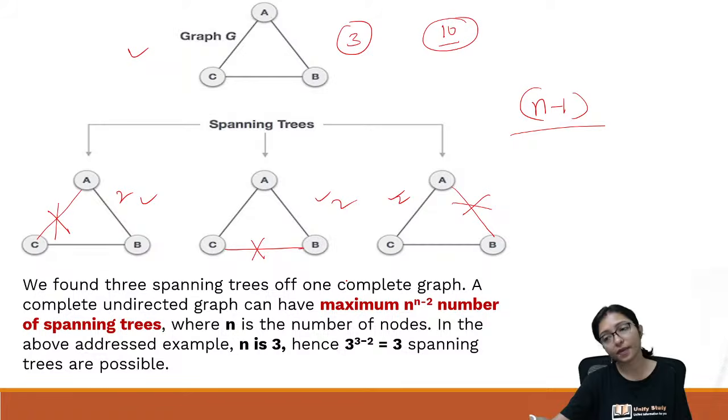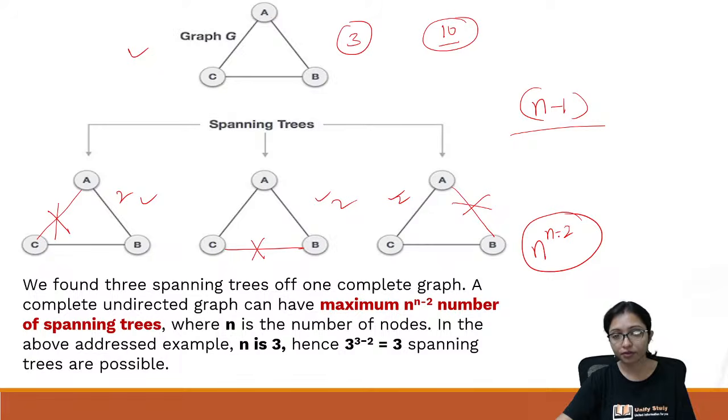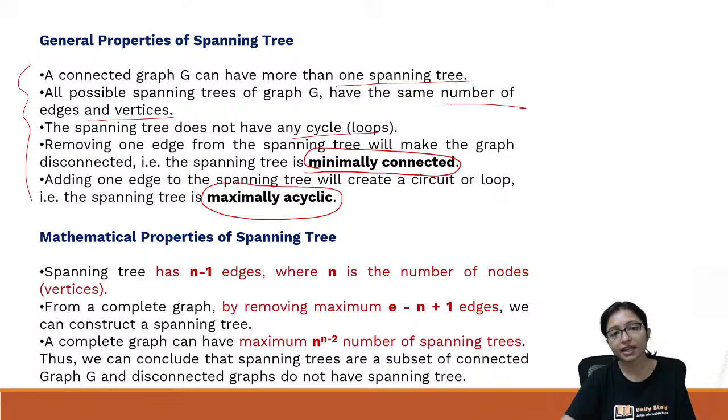And how many possible spanning trees are there? That is n to the power n minus 2. Very important questions are coming from here. So n to the power n minus 2 spanning trees are possible here. That's why here it is 3. So how many spanning trees can you draw? 3 spanning trees are possible here. These 2 formulas are very important.